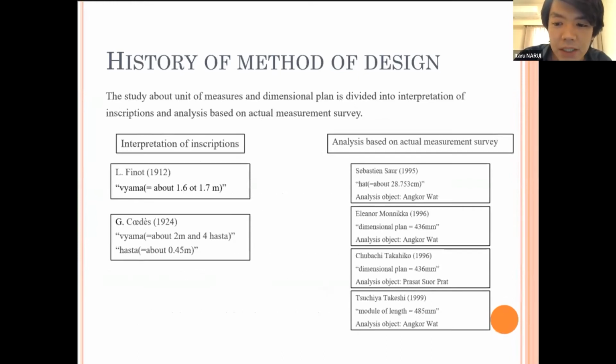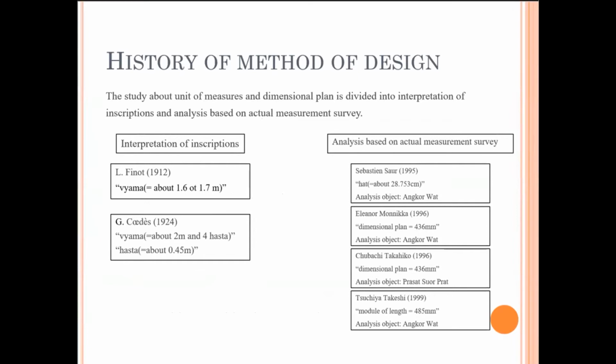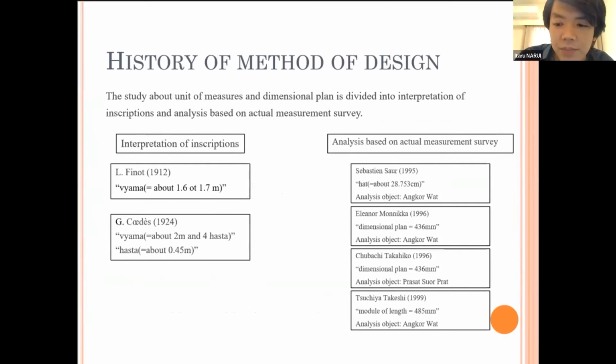Studies about units of measure and dimensional plans are divided into interpretation of inscriptions and analysis based on actual measurement surveys. The actual lengths of the units are not constant for each researcher. But the unit of length is almost about 400 to 500 millimeters.